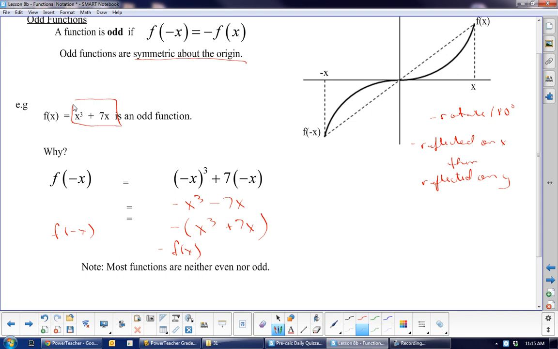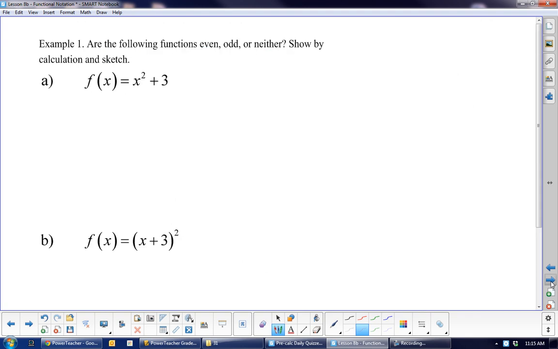Cubed, to the 5th, to the 7th, yep. That's definitely odd. With an x squared, I would be thinking that's probably an even function, but test it. Okay?